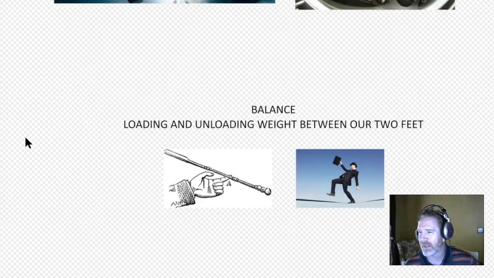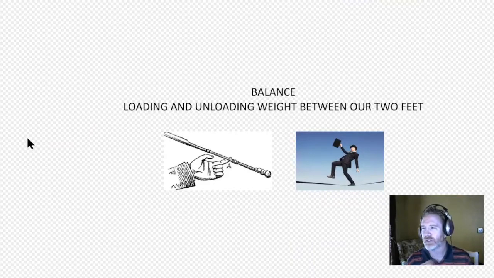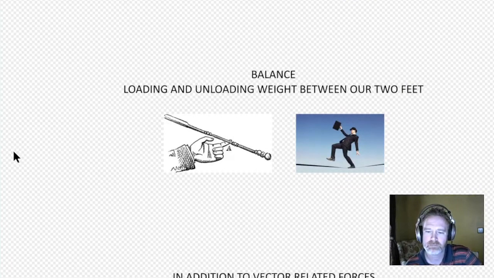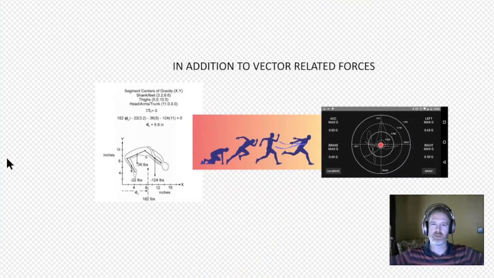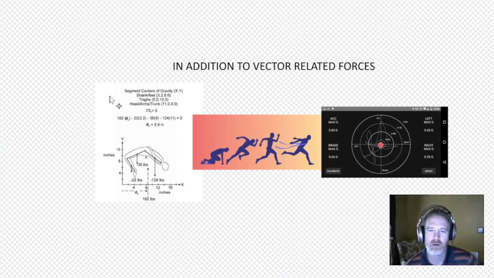So we've got things like balance, loading and unloading weight between two feet, as we'll look at more. In addition to all this, we also have vector-related forces of actual motion. So you have momentum, you've got mass, all this kind of stuff. I throw here the center of gravity. There are certain positions you can make, like a pole vaulter or a gymnast. Or if you reach down, bending over to touch your toes and pick something up, a human body can find itself with the center of gravity actually outside of its form.